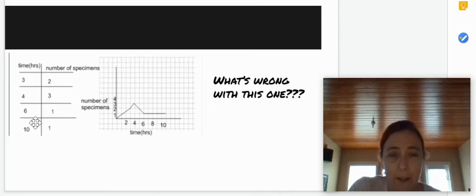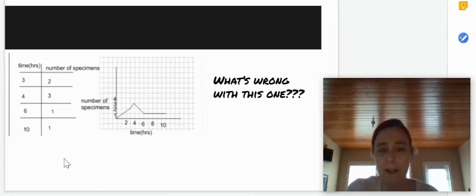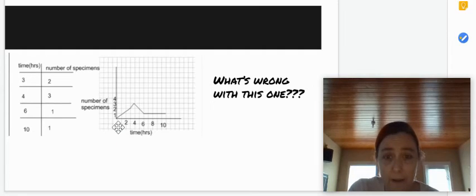Well, look at this. 3 is 2. 4 is 3. They plotted them right. 6 is 1 and 10 is 1. So they plotted that right. But is there a 0? Do we know how many specimens there were at time 0? Do we know there were no specimens?